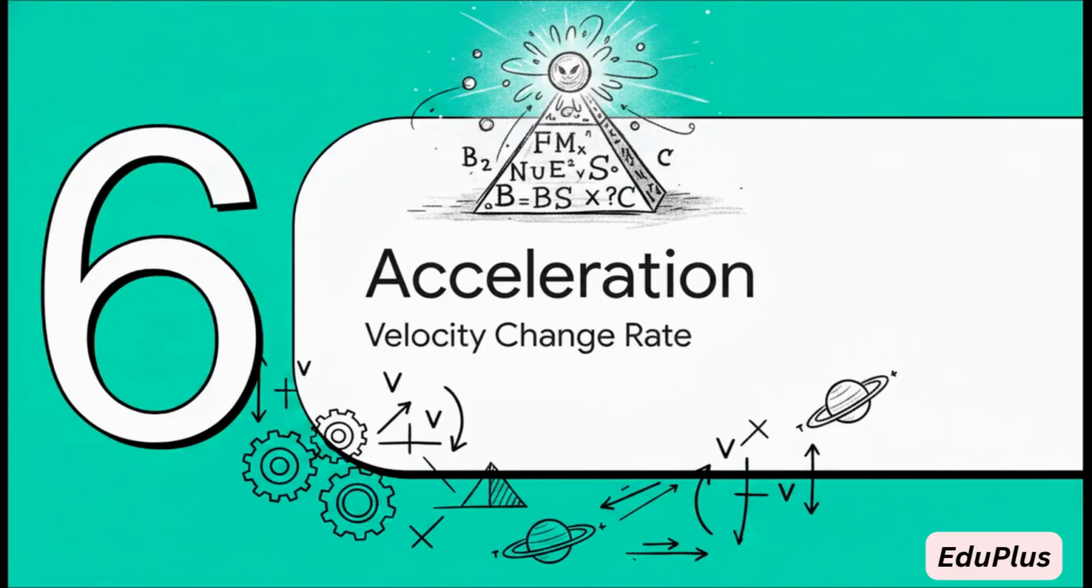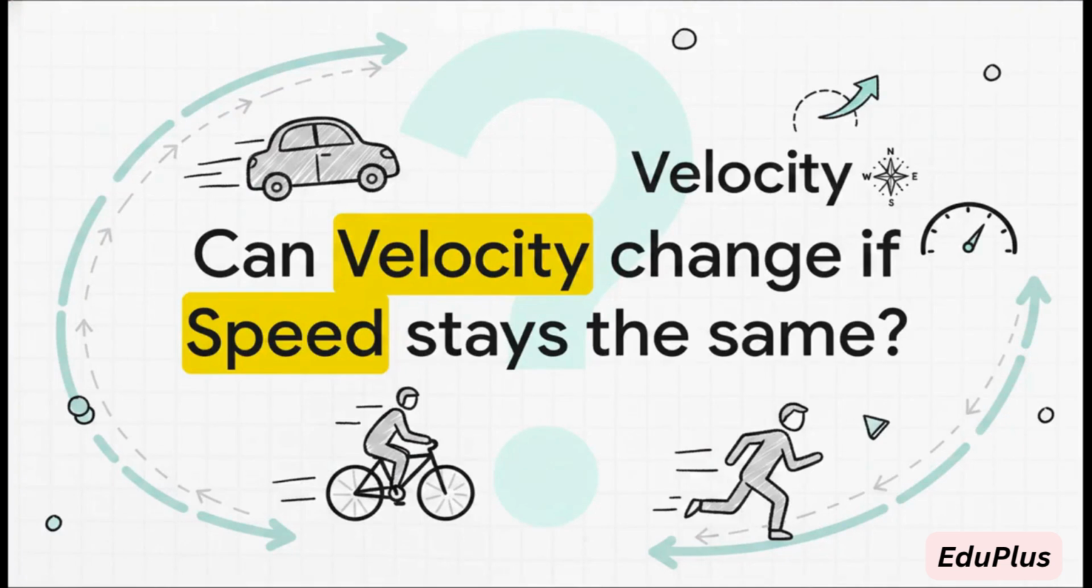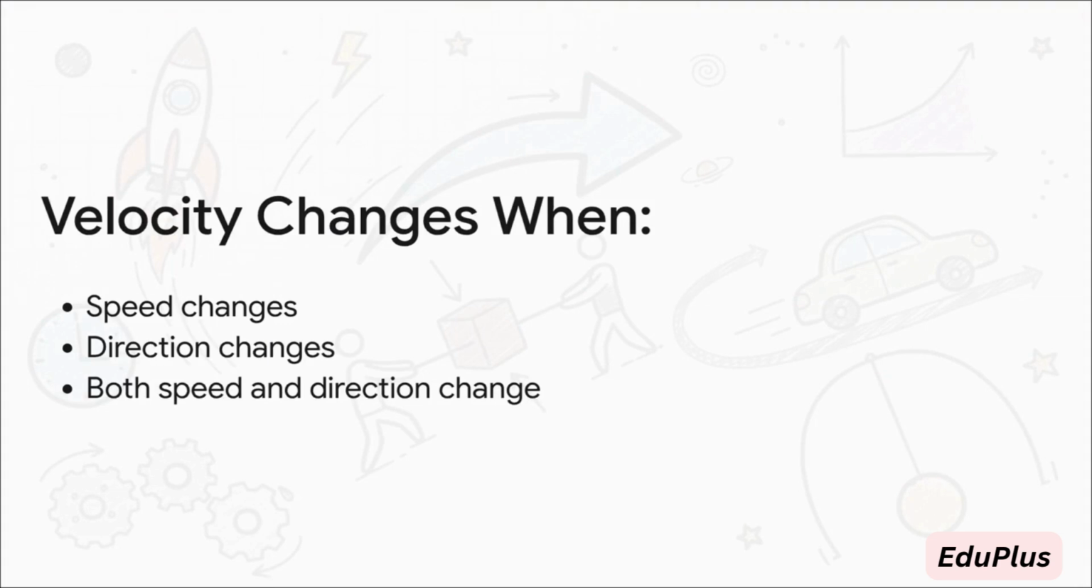And finally, we've made it to the top of our conceptual pyramid, Section 6, Introduction to Acceleration. But first, I've got one final dimag chill-out problem for you to really test your understanding of vectors. Ready? Can your velocity change if your speed stays the exact same? Take a second. Think about the rules of a vector we talked about earlier. The answer is yes. Because remember, velocity is a combination of speed and direction.